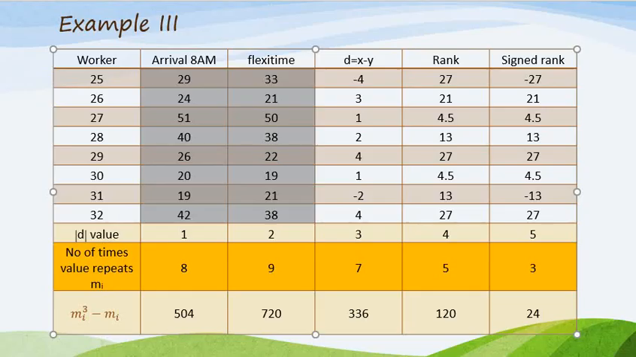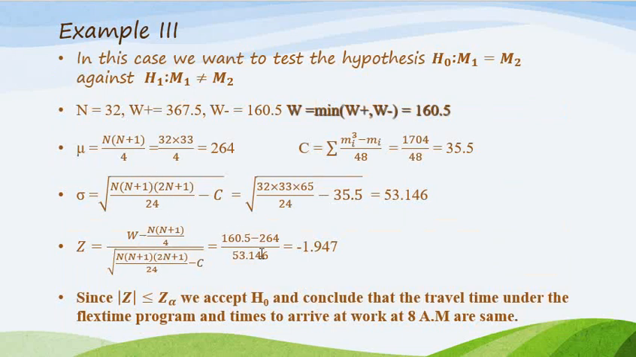So we can have a correction factor. We calculate the number of times each is repeated. The absolute d value 1 is repeated 8 times, 2 repeated 9 times, 3 repeated 7 times, 4 repeated 5 times, and 5 repeated 3 times. So we calculate m cube minus m. From this we get the correction factor C, and mu, since there is no zero value, capital N is 32, and we calculated the Z value, which is minus 1.